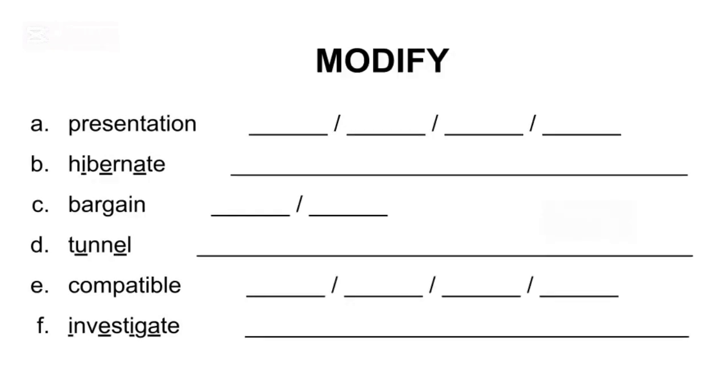We can modify the same activity by giving the learners blank syllable divisions, which they can then fill in by themselves. So the learner can see, all right, by presentation, this word must be broken down into 4 parts, and then they can fill it in. Then let's look at B.